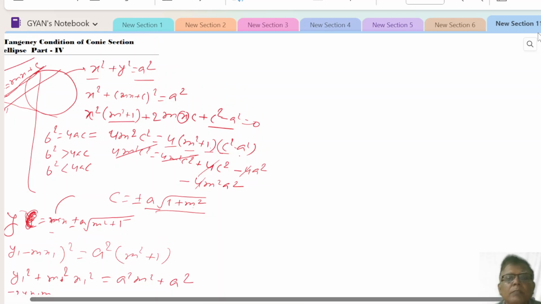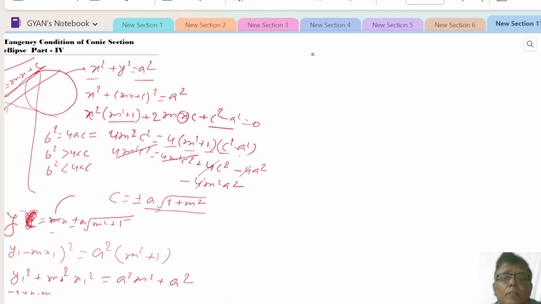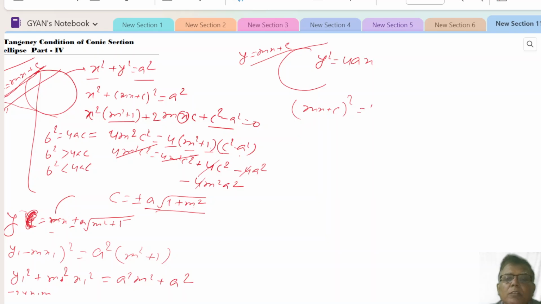So parabola, first we'll derive the tangency condition. This means y is equal to mx plus c, and the equation is y square is equal to 4ax. Now put y is equal to mx plus c, the whole square is equal to 4ax. Solve it: m square x square plus c square plus 2mcx minus 4ax. This is giving an equation in x.